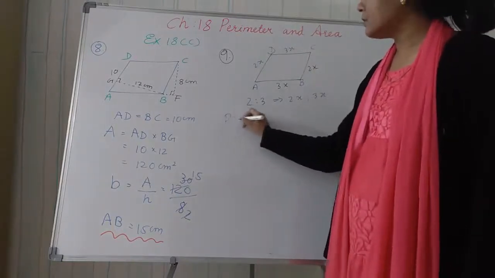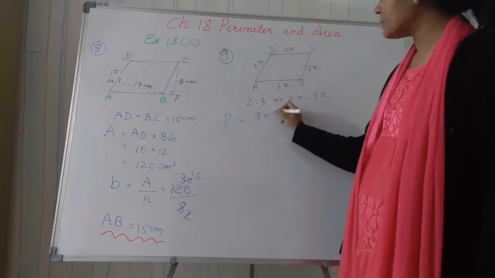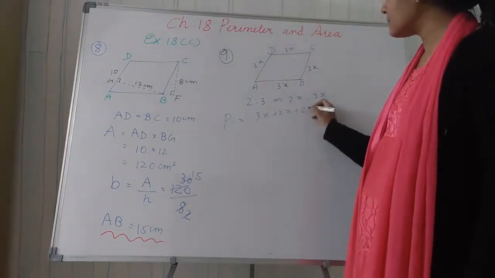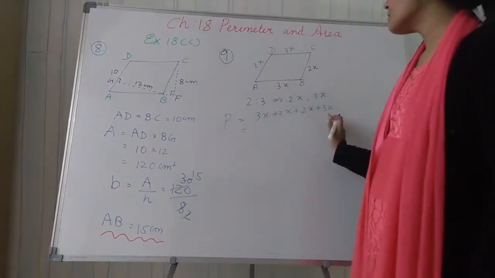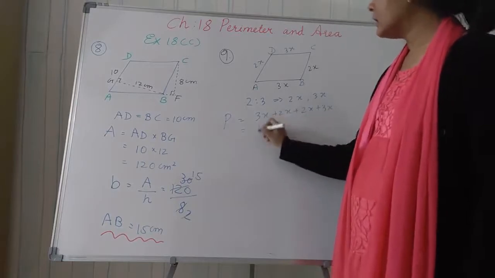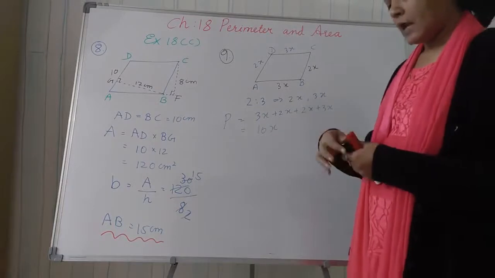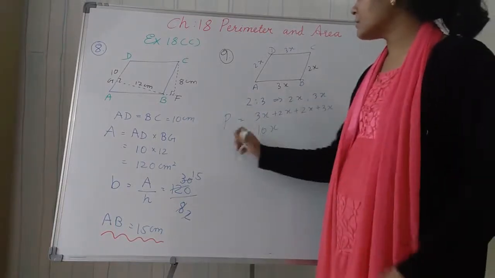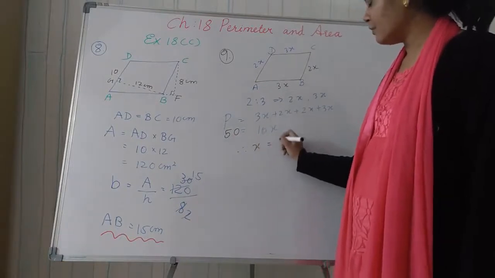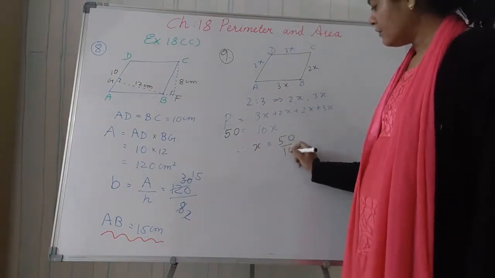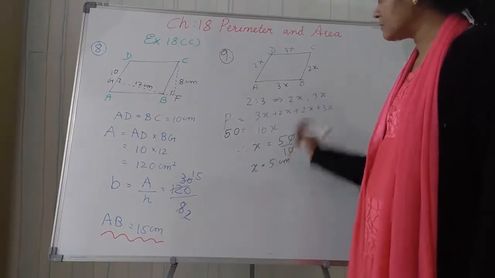And perimeter means sum of all four sides. Means 3x plus 2x plus 3x plus 2x. Any order you can add them. So 3 plus 3, 6, plus 4, 10x. Here we get perimeter 10x, and the value of perimeter is already there in your question as 50. So x value we can find by dividing 50 by 10. So x is equal to 5 centimeters we found.